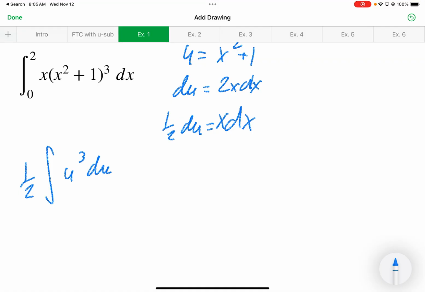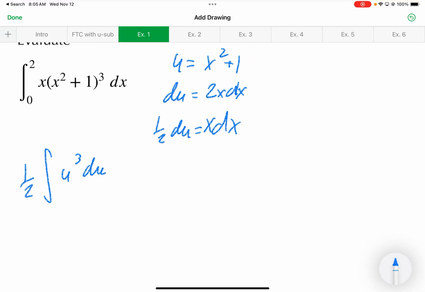But what I would like to do is come up with new limits in terms of u, okay? So I need to plug in my lower limit and my upper limit. I need to plug those values in for x into my u substitution to come up with new values, okay? So the first one, I would get u equals 0 squared plus 1, which is just going to give me u equals 1. And then for my upper limit, I'm going to get u equals 2 squared plus 1, giving me 5.